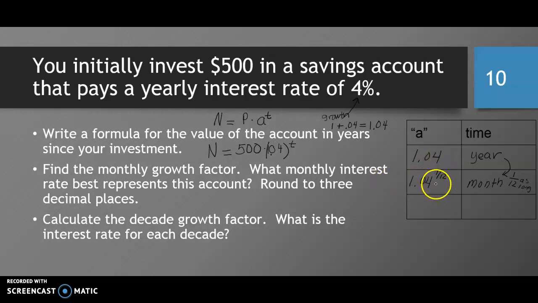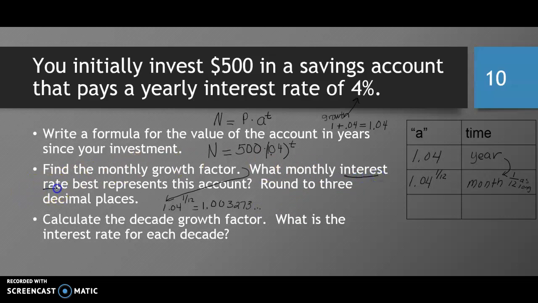So I'm going to go to my calculator and put that value in, and so I write that down here. What is the monthly growth factor? Well, we get that by taking 1.04 to the 1/12 power, and my calculator gives me 1.003273, and it continues.